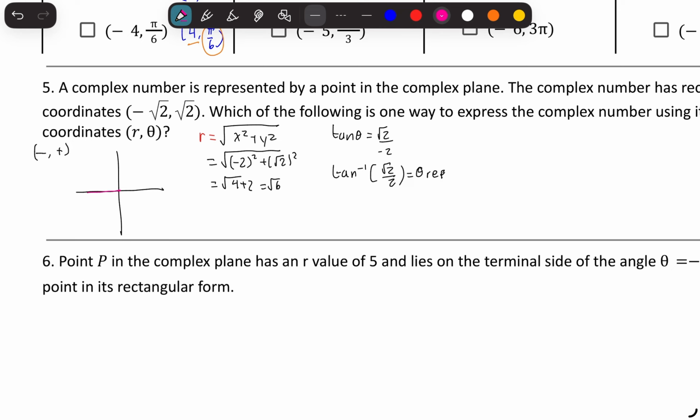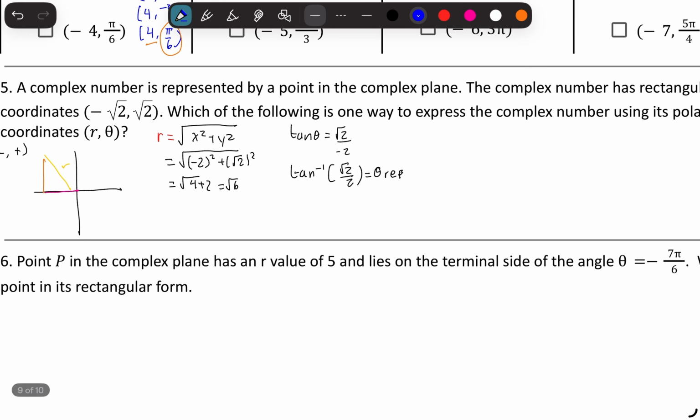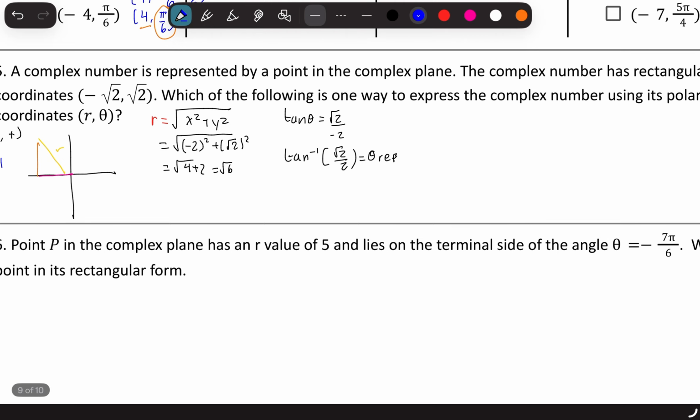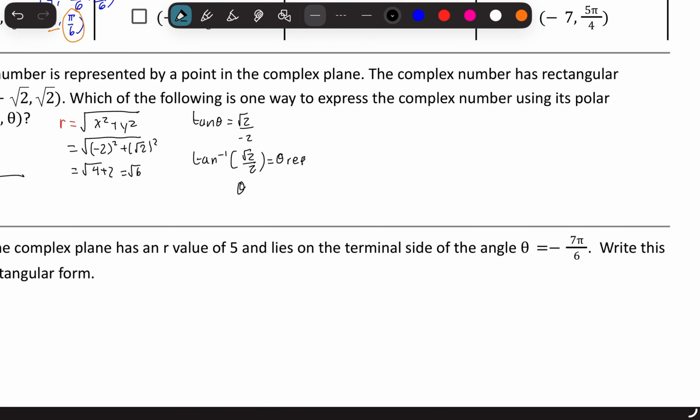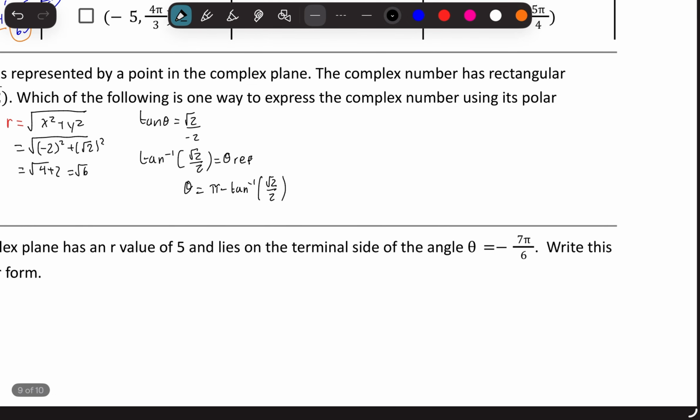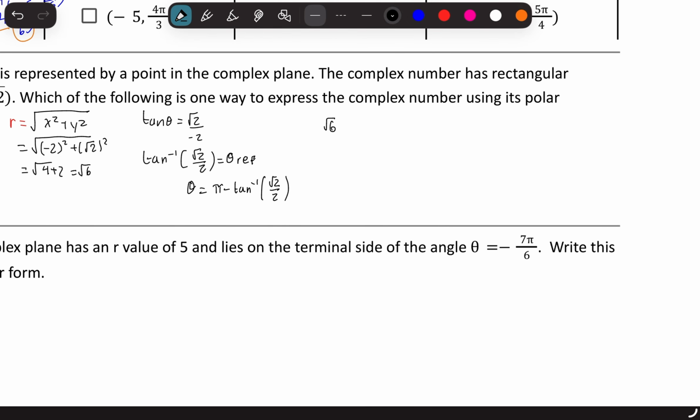You have a negative x and you have a positive y. So it's going to be in quadrant 2. So that means that your theta is going to be pi minus, so then your final polar form is going to be r, and this is our answer based off what we were given.